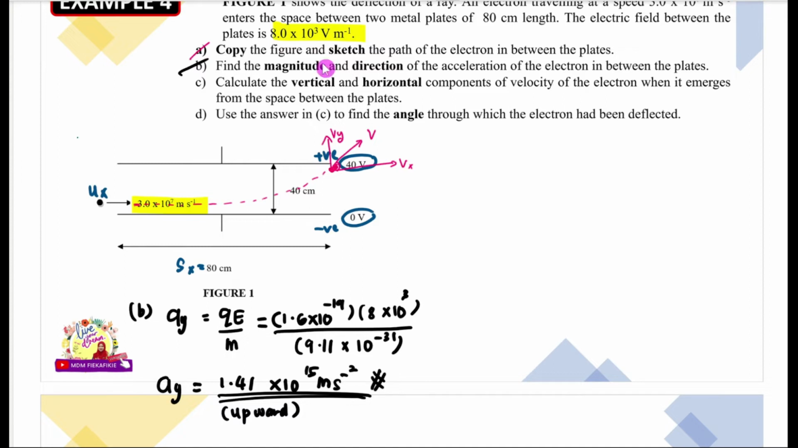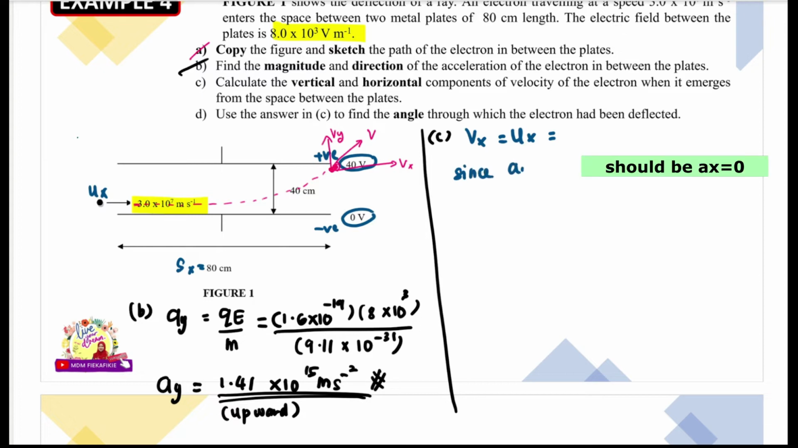And then for C, okay, kita tulis kat tepi ni. Okay, we want to calculate the vertical and horizontal components of velocity of the electron when it emerges from the space between the plates. So we want to find Vy and Vx. Okay, so paling mudah Vx tak perlu kira. Okay, saya dah kata Vx dia sama dengan Ux. Okay, kenapa Vx sama dengan Ux? Okay, since ay is equal to 0, so Vx mesti sama dengan Ux lah. So jawapan dia sini adalah 3 times 10 power of 7 meter per second. Okay, so ini yang pertama.